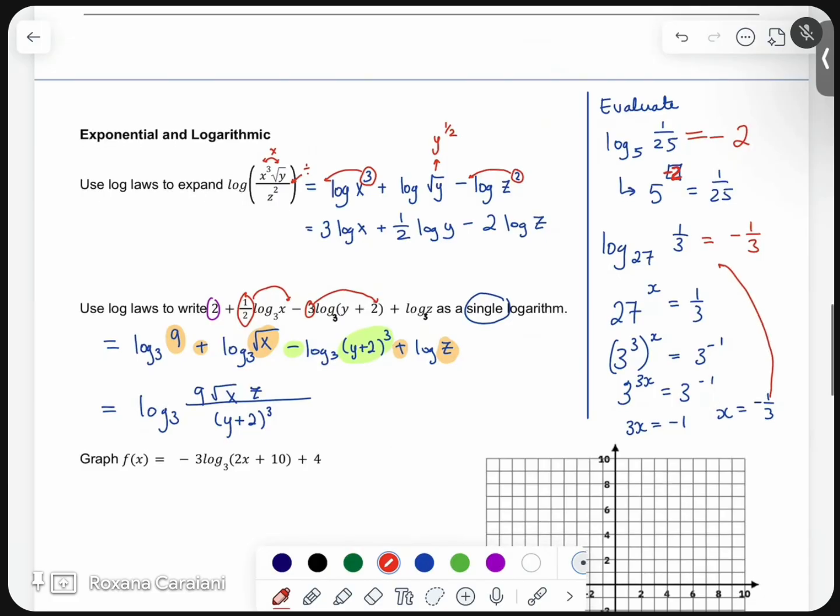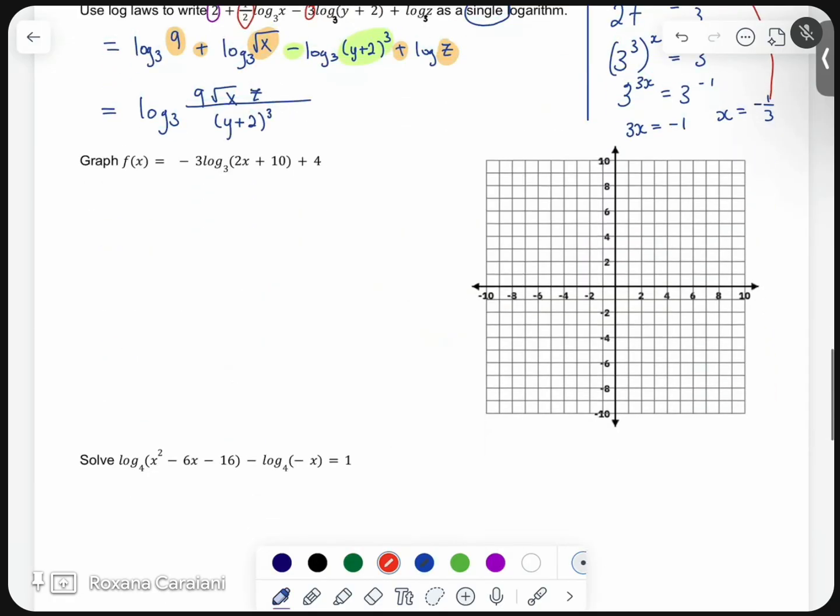Okay, perfect. Let's go to our graph. We're going to graph f of x equals negative 3 log base 3 of 2x plus 10, plus 4. So first thing we want to do, if the k value, which is 2, is not factored out, we want to factor it out first. So I'm going to factor out the 2, which gives me x plus 5.